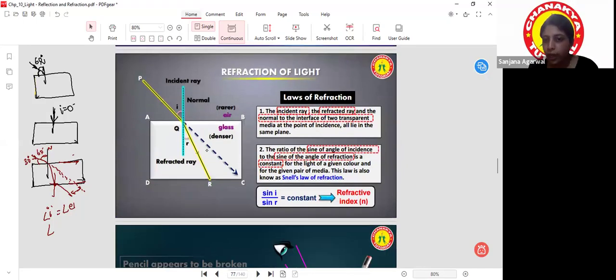Let us learn the refraction of light. Like reflection, there are a few phenomena.